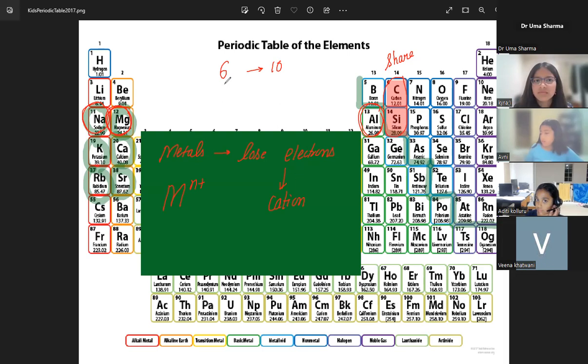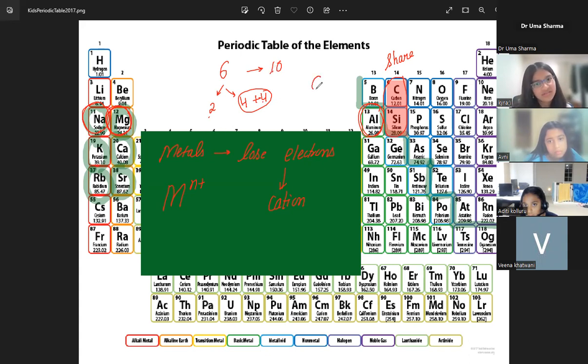So out of 6, carbon is giving 4, not touching 2, right? And getting 4. Sharing means 1 from carbon, 1 from the other element. 4 plus 4 is 8, 8 plus 2 is 10. So you will learn this, Kyra, right? Wait, but if carbon is giving away 4... No, it's not giving. It's sharing.